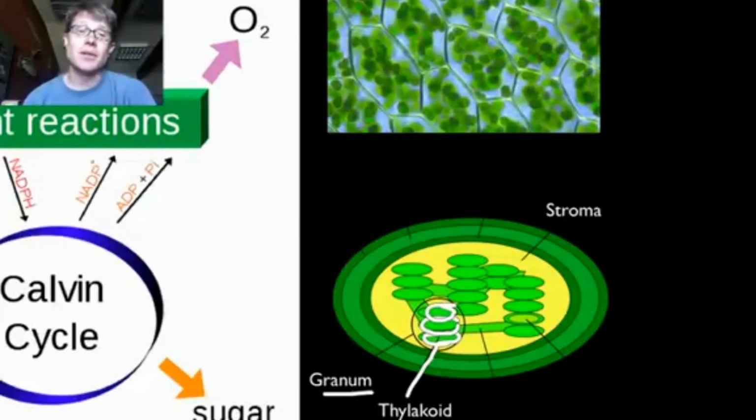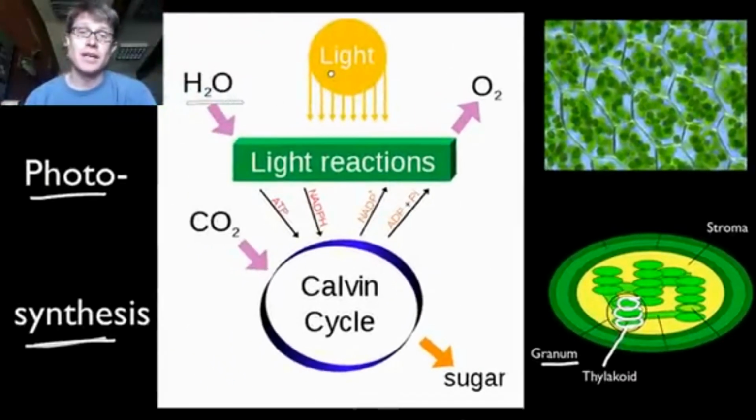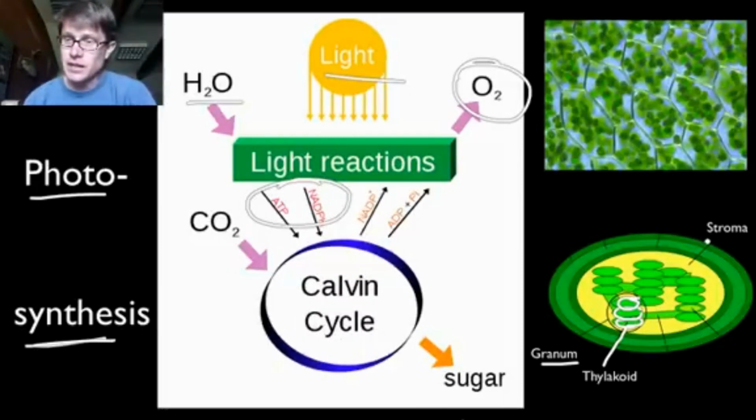So what happens in the light reaction, we take in water, we take in light, and we release oxygen, and then we store that energy in ATP and NADPH. The next step is the Calvin cycle. Calvin cycle, where does that take place? Well, that takes place in this liquid portion inside the chloroplast. That's called the stroma. And in the Calvin cycle, we're going to take the energy of ATP and NADPH, and we're going to take carbon dioxide, and we're actually going to make sugars out of it.